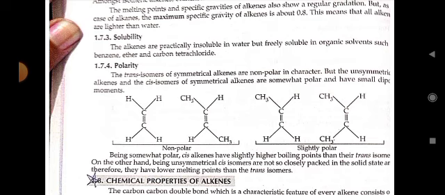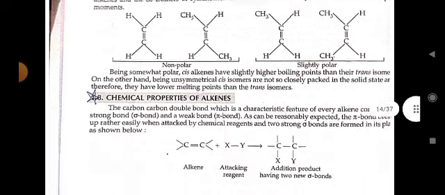Polarity. The trans isomers of symmetrical alkenes are non-polar in character, but the unsymmetrical alkenes and the cis isomers of symmetrical alkenes are somewhat polar and have small dipole moments. Being somewhat polar, cis alkenes have slightly higher boiling points than the trans isomers. On the other hand, being unsymmetrical, cis isomers are not closely packed in the solid state, and therefore they have lower melting points than the trans isomers.